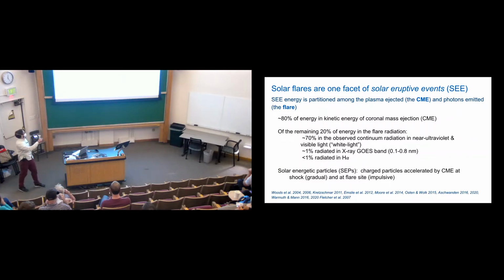The coronal mass ejection, as it erupts from the sun, produces a shock, which can accelerate ambient particles to relativistic energies, and those can reach Earth well ahead of the shock, just after the photons. These are called the solar energetic particles. And all these parts of the solar eruptive event are very important for space weather in their own way.